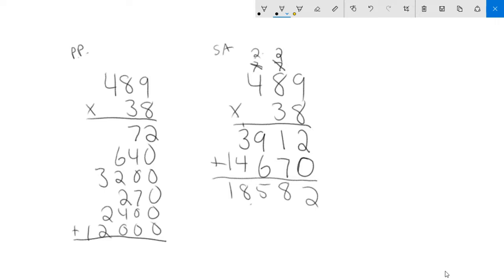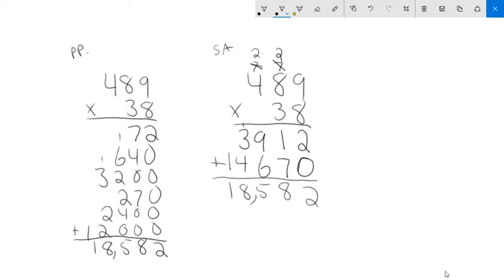1, 2, 3 digits, 18,582. Over here, just to make sure that I came out the same both ways, I get 2. Let's see, it's 14, 18. Carry the 1. That's 7, 9, 11, 15. Carry the 1 again. 4, 6, 8, and 1. Either way, I'm ending up with the exact same number.